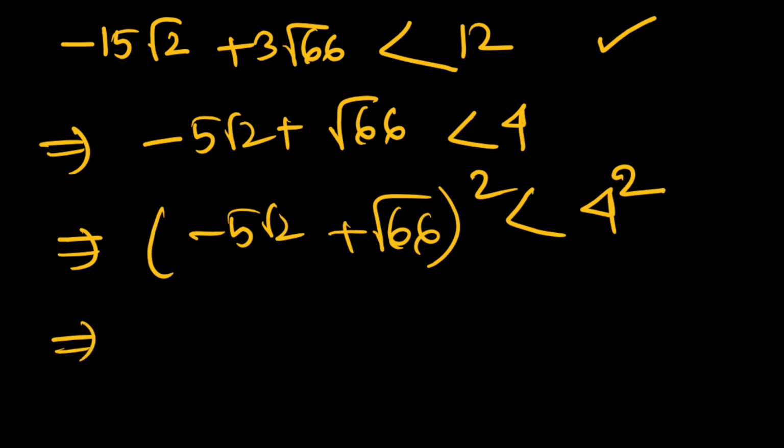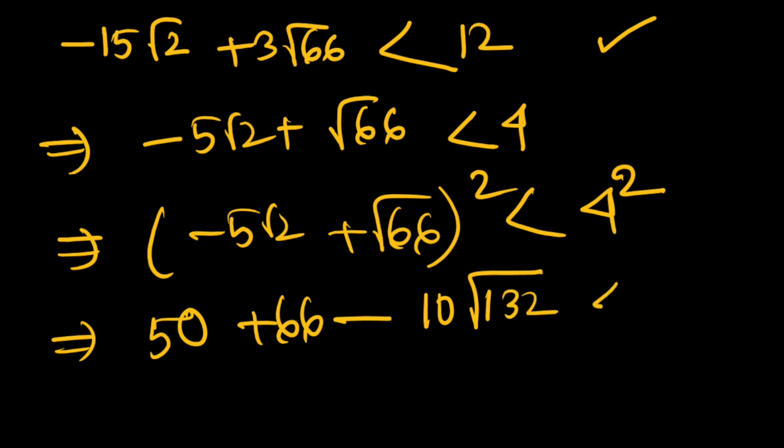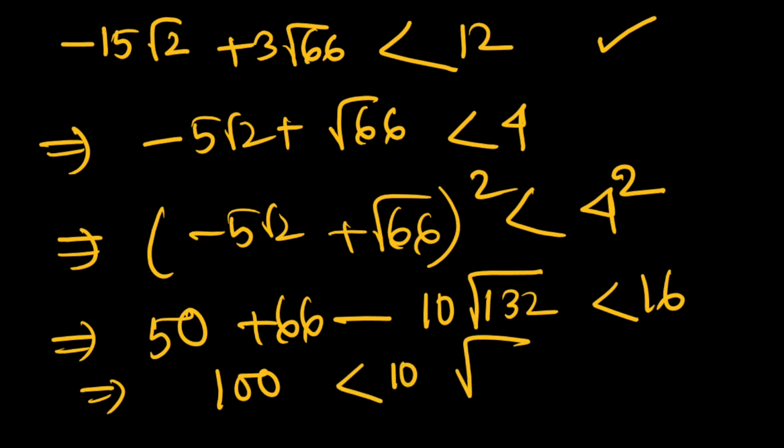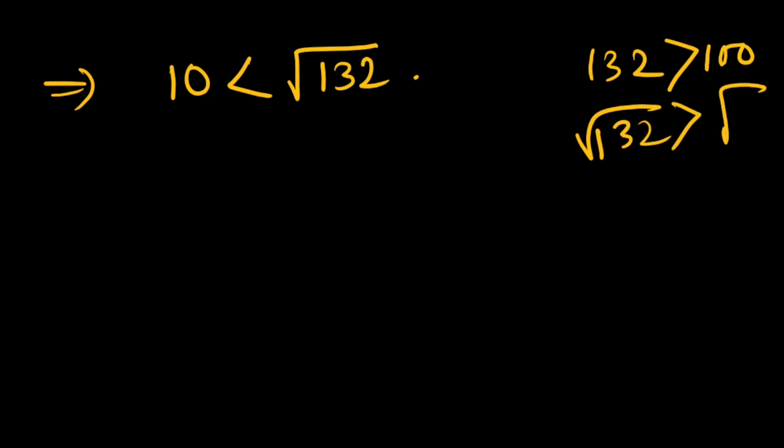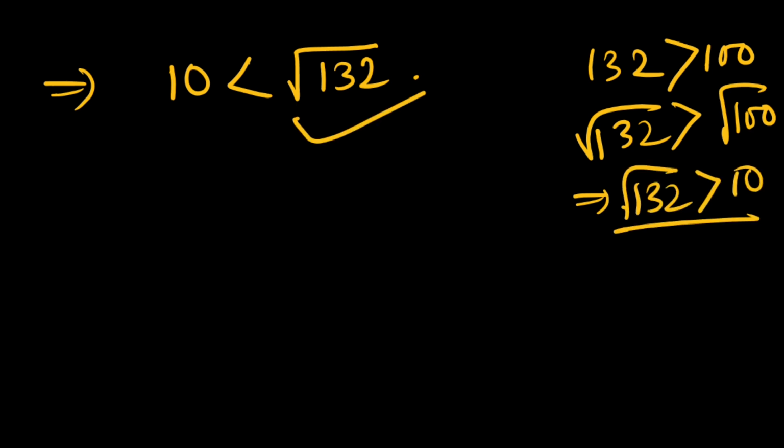Now we break it with the (a minus b) squared formula, that gives 50 plus 66 minus 10 root 132 is less than 16. So therefore 100 is less than 10 root 132, and this number comes to the right side. So therefore 10 is less than root 132. So 132 is strictly greater than 100, therefore root 132 is greater than root 100. This implies root 132 is greater than 10. So this inequality is true.